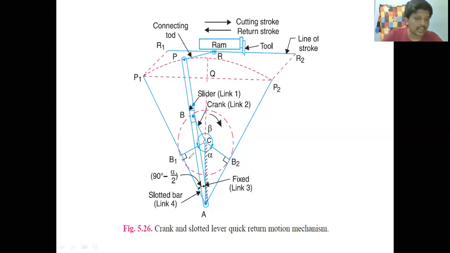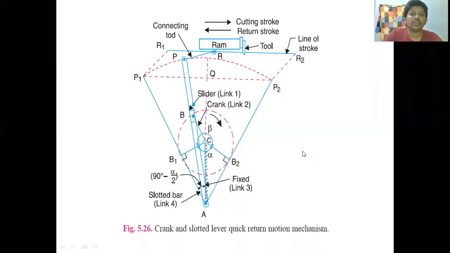Now we'll take sine of 90 minus alpha by 2 here. Sine is always opposite by hypotenuse. So in the triangle A, P1, Q, the opposite is P1Q. The hypotenuse is P1A. Okay, clear? So the opposite is P1Q and the hypotenuse is P1A. There we need the P1Q part.